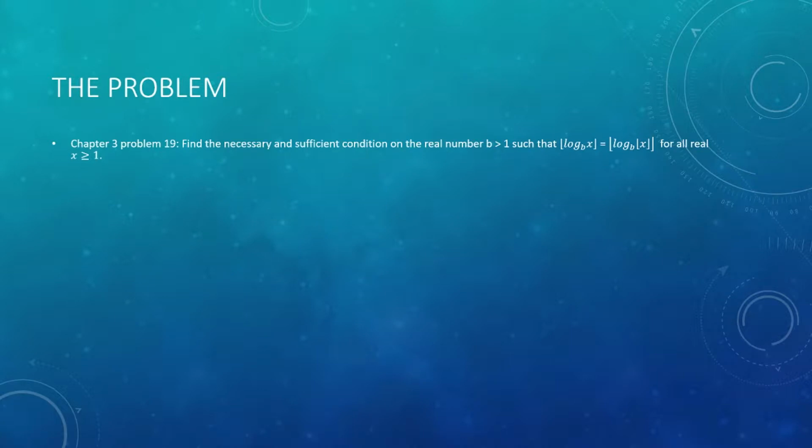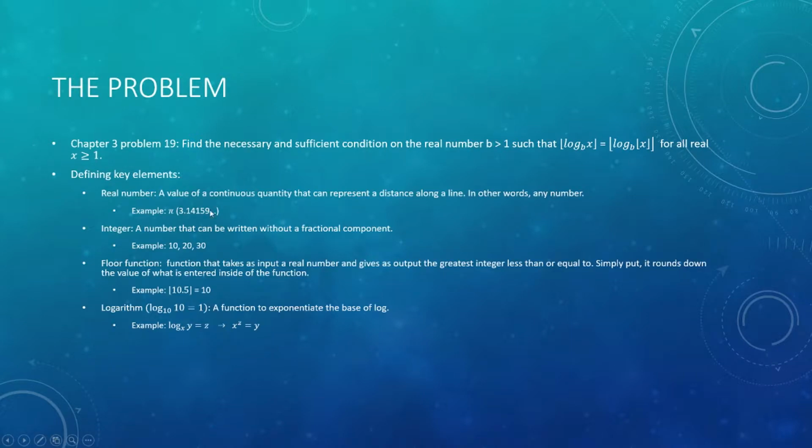The problem is chapter 3, problem 19. Find the necessary and sufficient condition on the real number b greater than 1 such that the floor of log base b x is equal to the floor of log base b of floor of x for all real x greater than or equal to 1. So essentially what we're doing is we're trying to find a condition that holds true that would keep this equation true. First thing we're going to do is define some key elements.